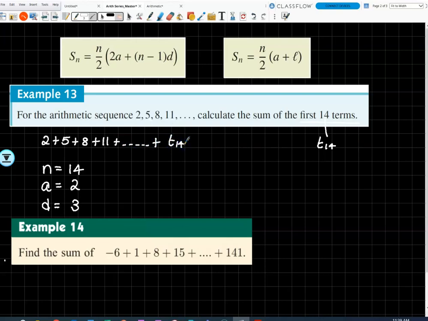Okay, so calculate the sum of the 14 terms. We're not going to use this formula. We're going to use this one because we've got the n, we've got the A, we've got the d. We've got everything we need. All we do, S14. You know, I'm a fan of writing the formula because then you don't have to keep going and looking it up, but it's right above me. That's why I put it there. So we sub in 14 over 2.